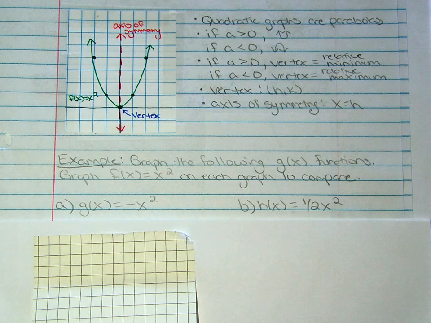A lot of times I will put the mother function on my graph just so I can see what kind of translations are happening. What does putting a negative in front of the x squared actually do to that graph? Or what does putting 1/2 in front of it do to the graph? It's easier to see what happens if we have the basic mother function to compare it to.